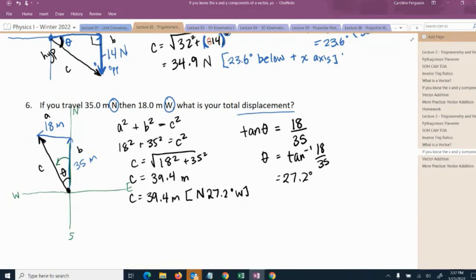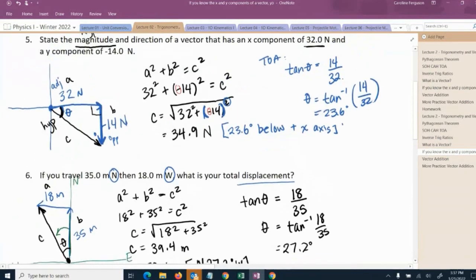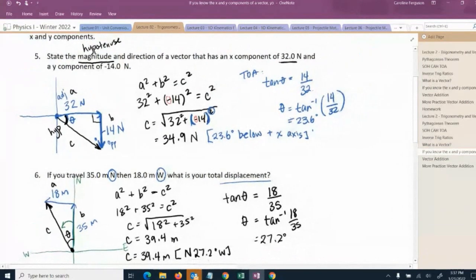Mohammed, do you have a question? Yes. So for question 5, so right now we're on 6. So the one before that. The way we drew it was we did the x component first, and then we drew the y. And then we got that answer. So I'm wondering, would we get a different answer if we did it in reverse? Yeah. So if you did it like this, the y first and then the x, your hypotenuse would still be the same, right? So you'd still get 34.9. But when you found your angle, you'd be finding this angle, and it wouldn't be 23.6. It would be 66.4. So yes, that's my question.